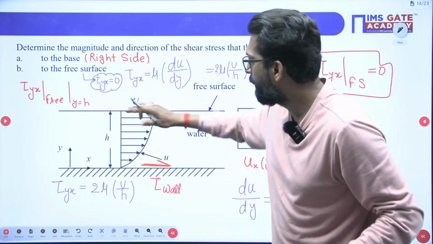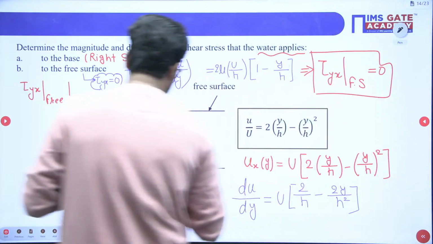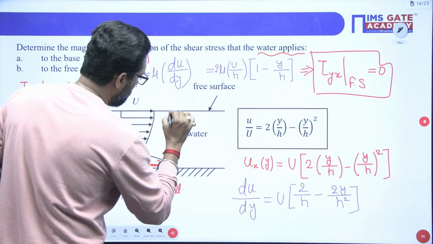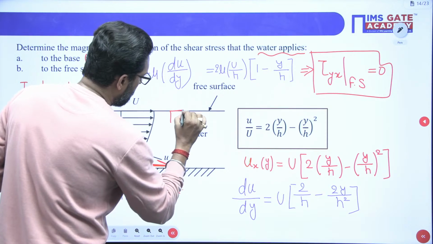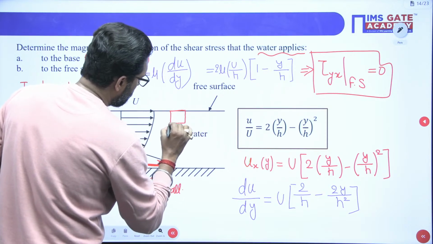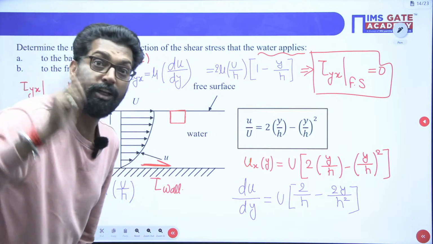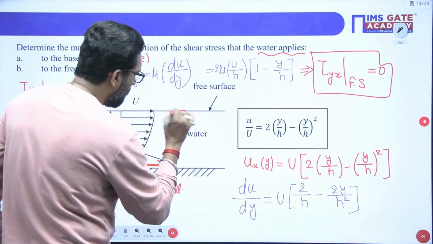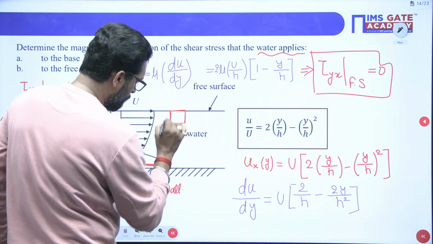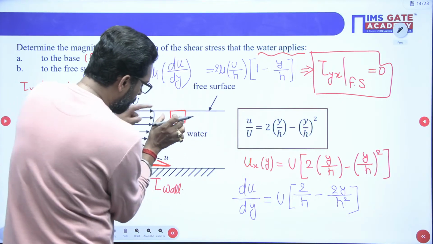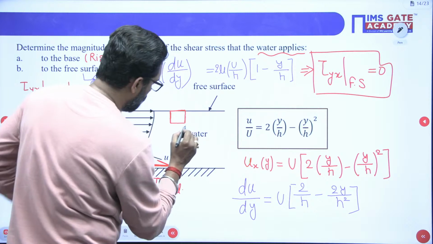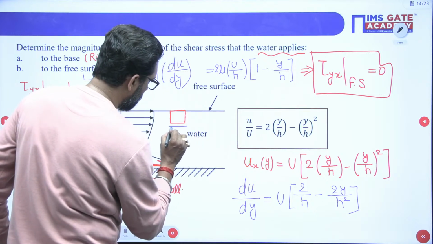So if you take the fluid element, my dear, right side. If you take the fluid element, very important, I am telling you. So at this surface, this is a fluid element, and this fluid element will want to move. So in this one, it will act in this direction.